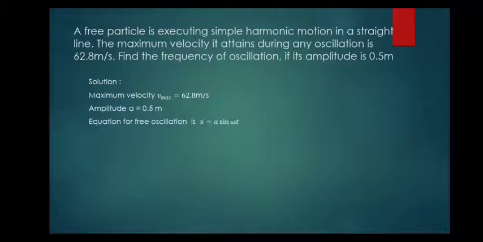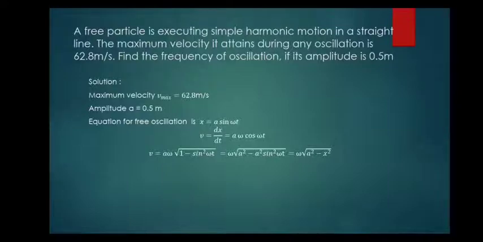So we have the equation for free vibration as x equals a sine omega t, where the velocity v can be written as dx by dt. So differentiating x here, you will get a omega cos omega t. So v equals, keeping a omega as it is, we can write cos omega t as square root of 1 minus sine square omega t.